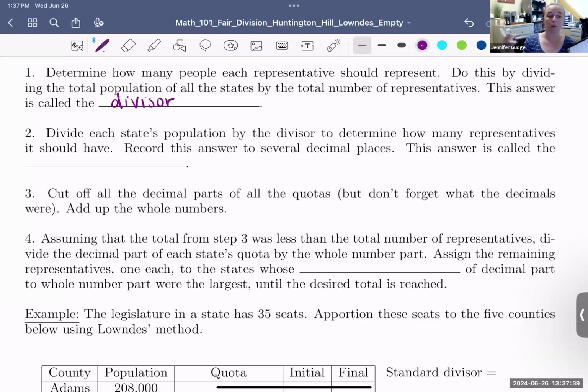Second, we find all the quotas. We take each state's population or each group's population, and we divide by the divisor, find each of their quotas. We do want to round them to several decimal places. Step number 3, we cut off all the decimal parts. This is like Hamilton's, Jefferson's, as well as the beginning part of that Huntington Hill that we just did, where we were looking at the terminated pieces.